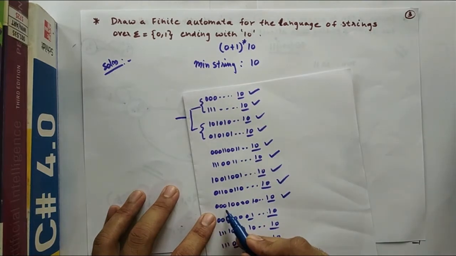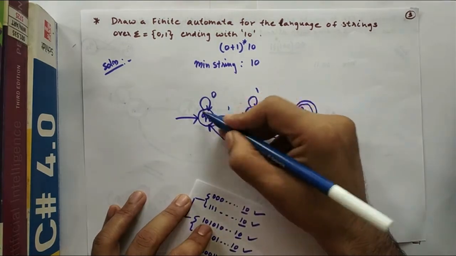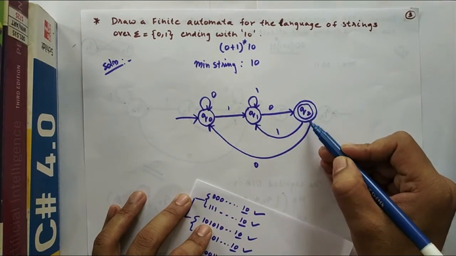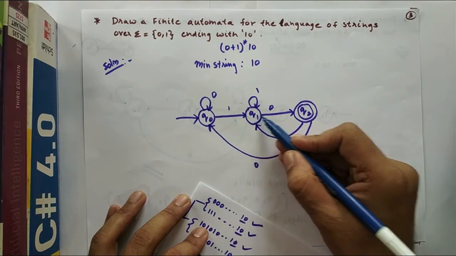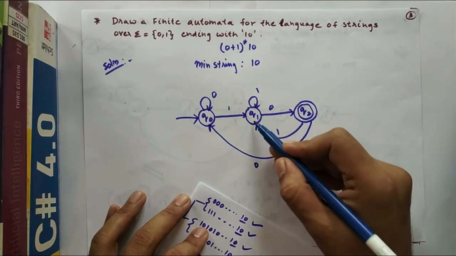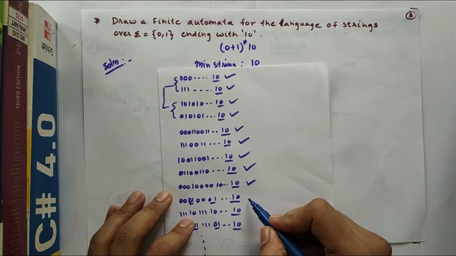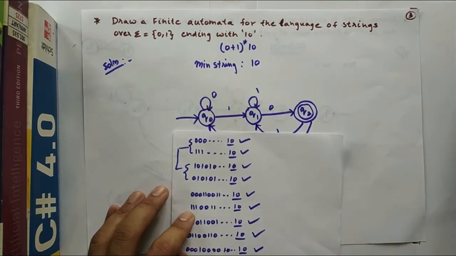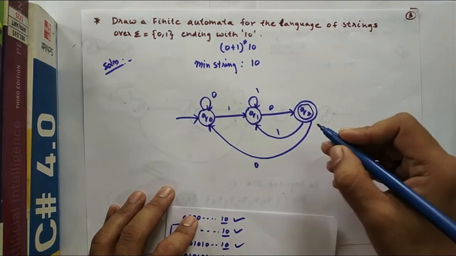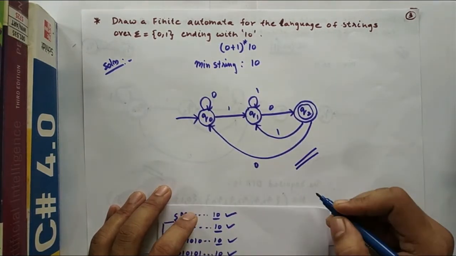Then some zeros, then 1 0, then some zeros, 1 0, ending with 1 0, some zeros, then 1 0, and again some zeros and 1 0, ending with 1 0, accepted, and so on. All others you can check, they will be accepted only. So this is the required finite automata.